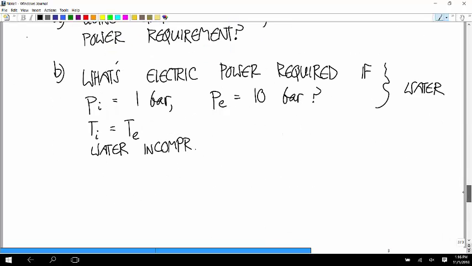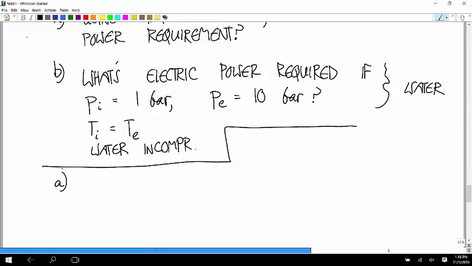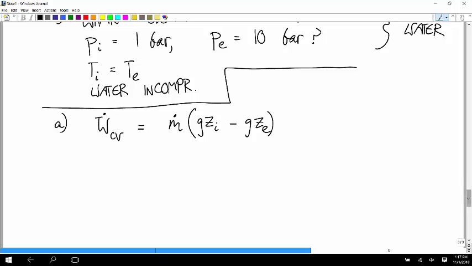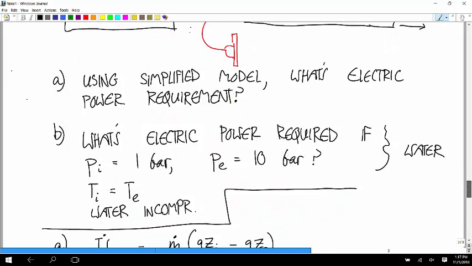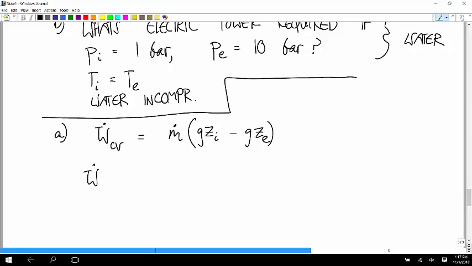Okay, let's go through this together. For part A, I'm not going to go through simplifying each thing, but just the simplified equation for a pump says W dot for the control volume is equal to the mass flow rate times the quantity G times the height at the inlet minus G times the height at the exit. We have the mass flow rate.